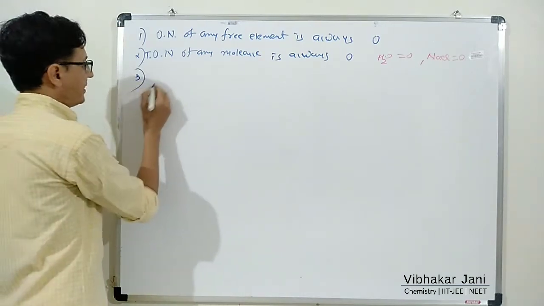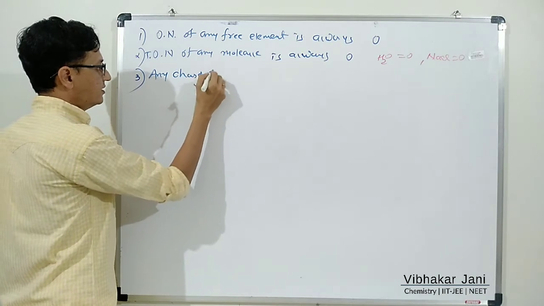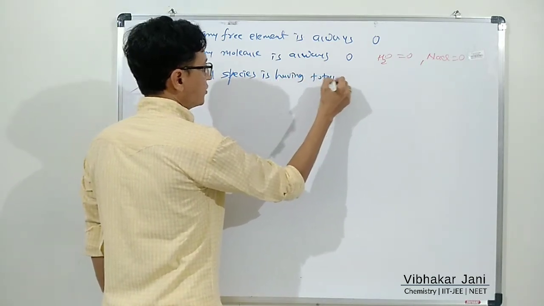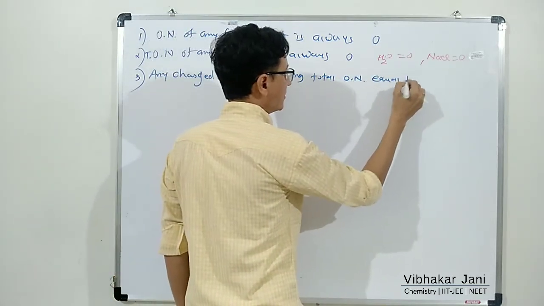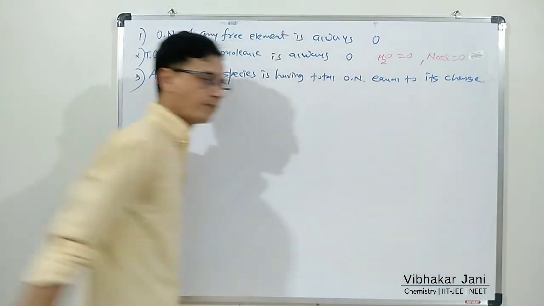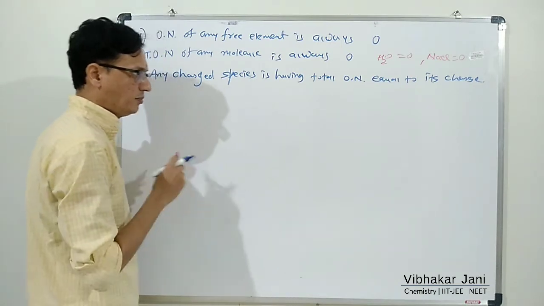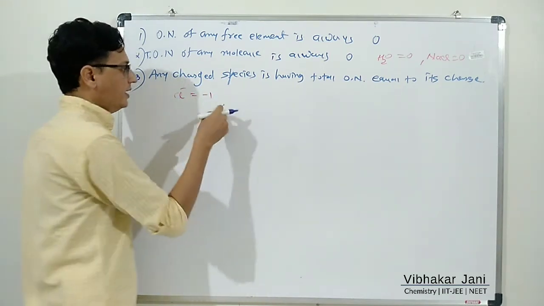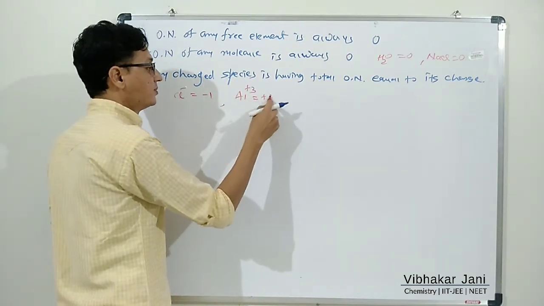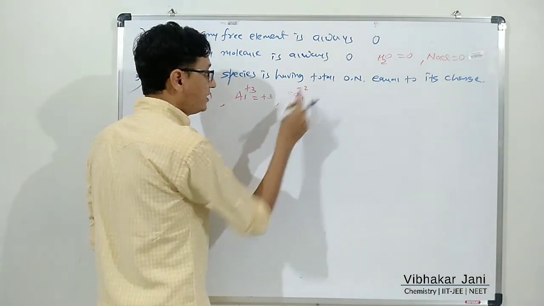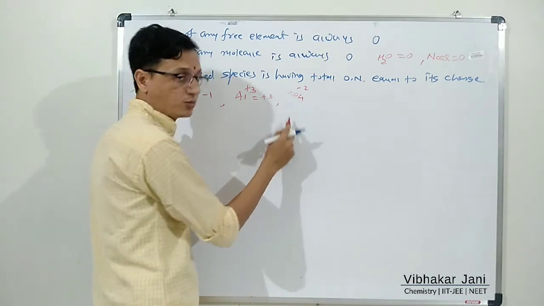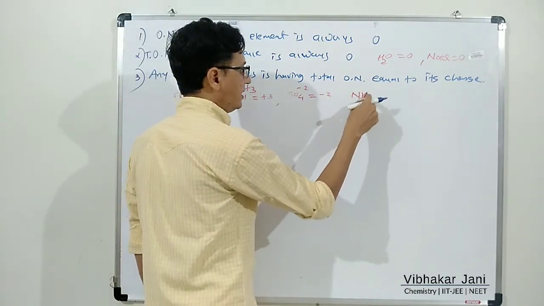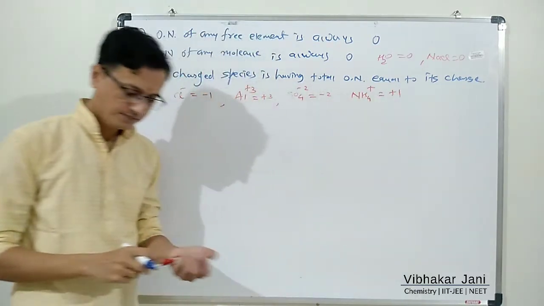Okay, now third point. Any charged species has a total oxidation number equal to its charge. Now if we want to write some examples, if somebody says Cl minus 1, now this is a charged species, so its oxidation number will be minus 1. If somebody says Al plus 3, then its oxidation number will be plus 3. If somebody says SO4 minus 2, this is a charged species having multiple atoms, so its total oxidation number will be equal to its charge, that is minus 2. And if somebody says NH4 plus, then the total oxidation number will be plus 1.